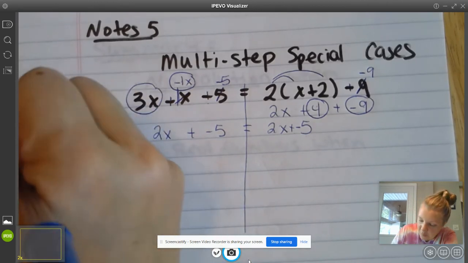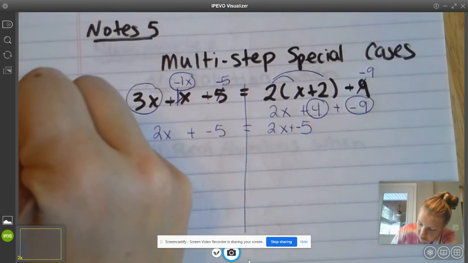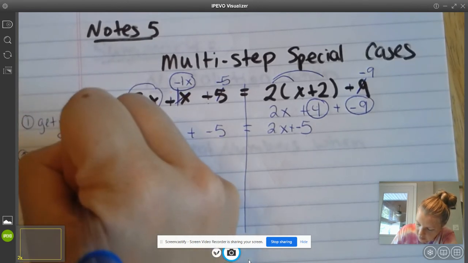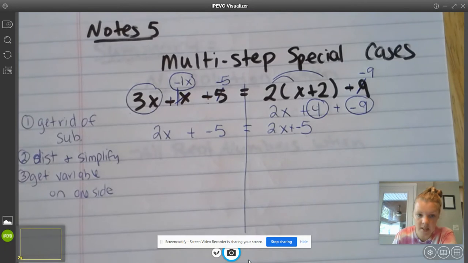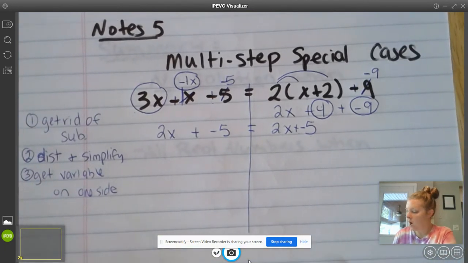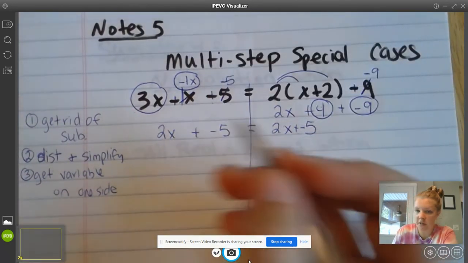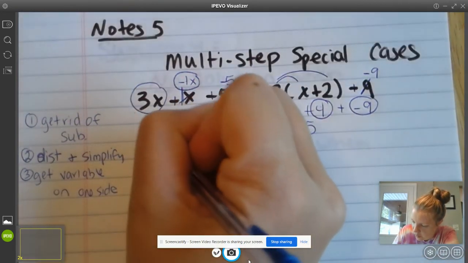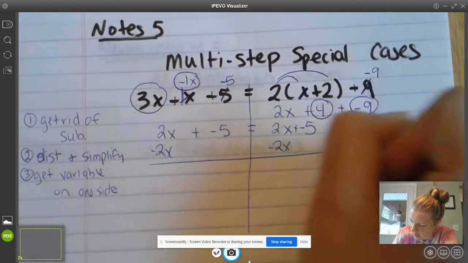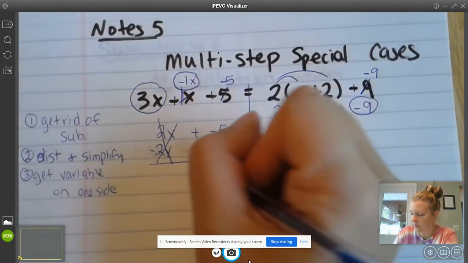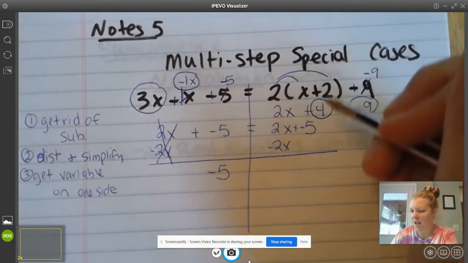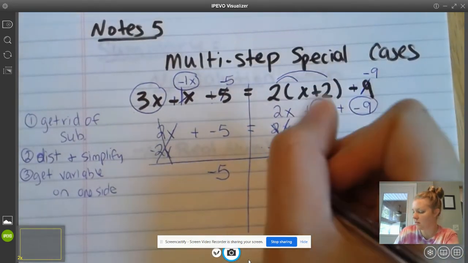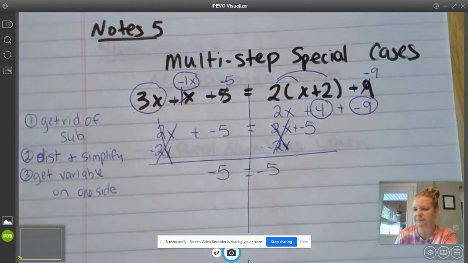After we distribute and simplify, we get the variable on one side. These are the same steps that we've been working with. I'm going to move the 2x over here. Normally, again, I move the smaller one, but when they're the same, it doesn't really matter. So I'm going to take away 2x, take away 2x. And when I do, the 2x is canceled, leaving me with a negative 5. And this is what's weird. On this side, the 2x is also canceled, and I'm left with a negative 5.